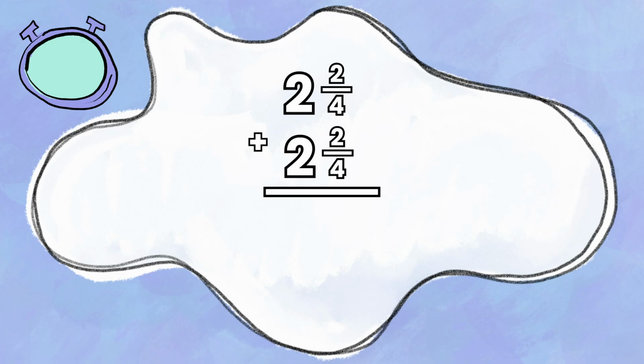I'm going to start with the fractions. 2/4 plus 2/4 equals 4/4. Wait a minute, what do you notice? 4/4 is actually the same as 1 whole. So we're going to regroup and make this 1 whole and bring this up into the ones column. All right, now we're going to do 2 plus 2 plus 1. 5. Our answer is 5 wholes.